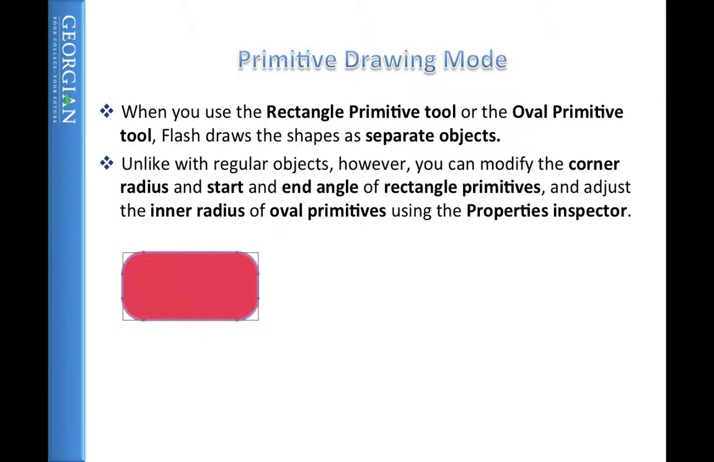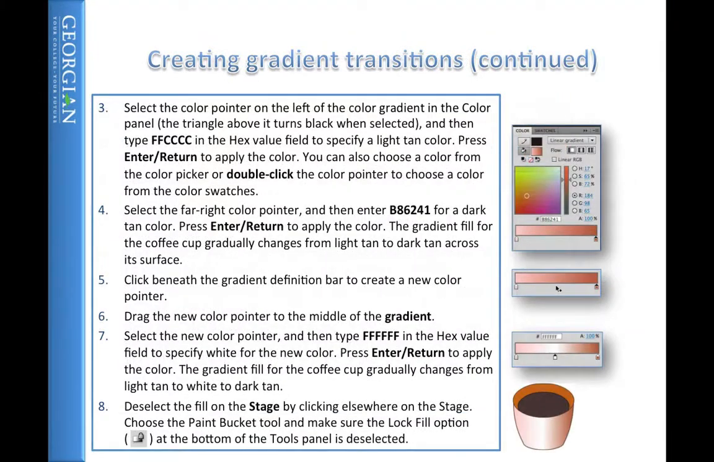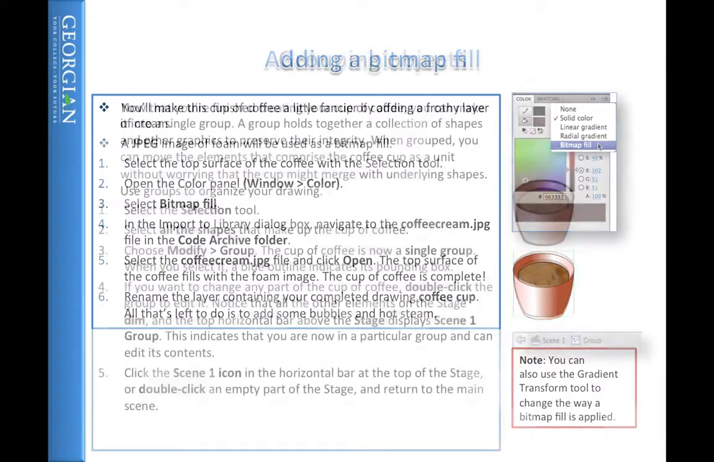There's one more mode we haven't talked about, which is called primitive drawing mode, where you create primitives with ovals and rectangles, and it creates them as separate objects. We probably won't do a lot of that in this course, but I just wanted to mention that there are 3 different types of drawing modes. We did the gradient fill, and we used the gradient transform tool.